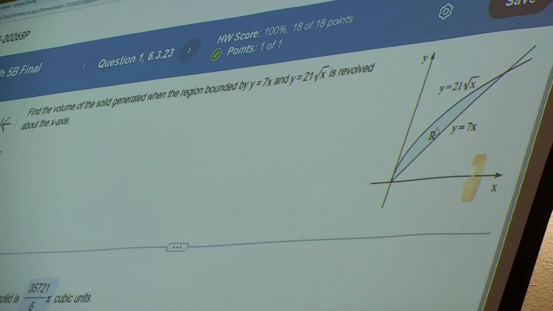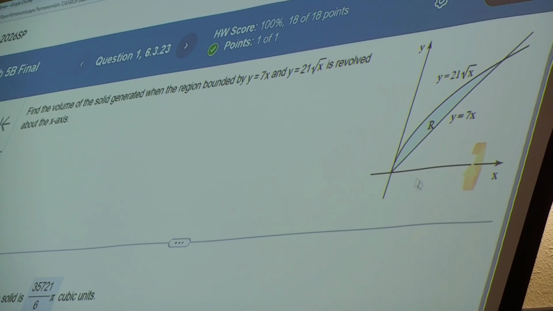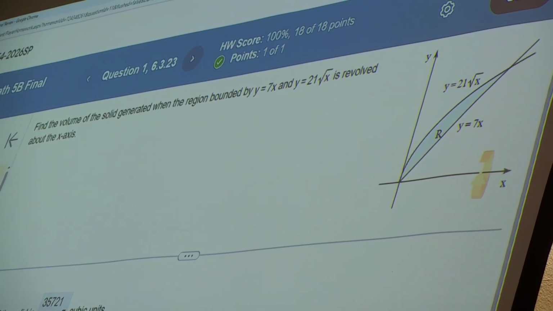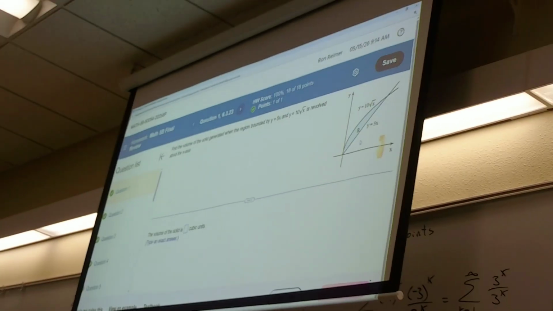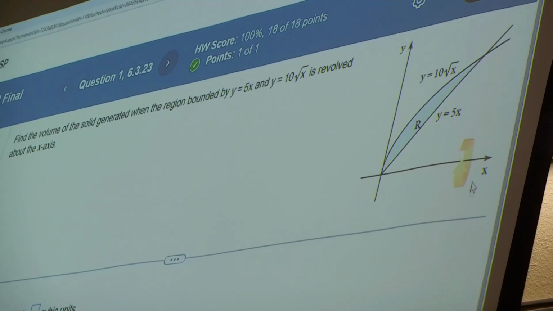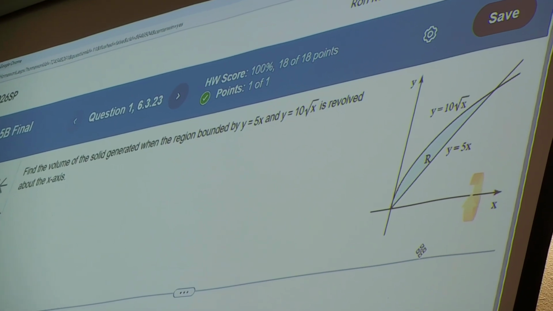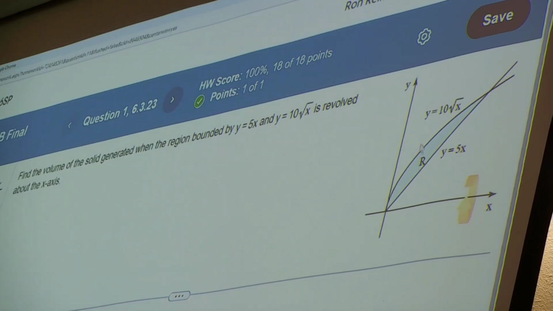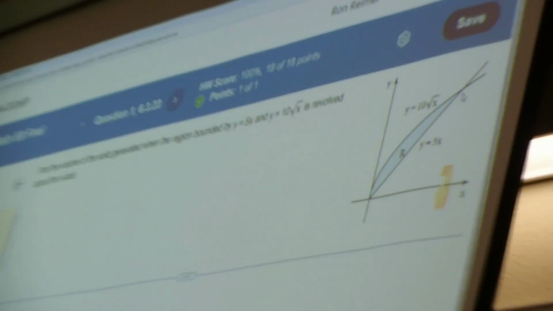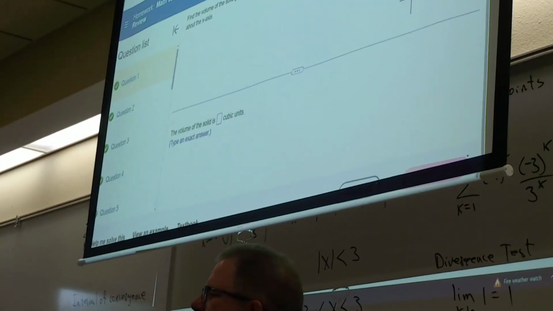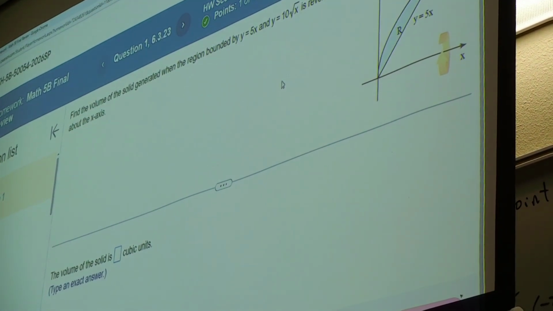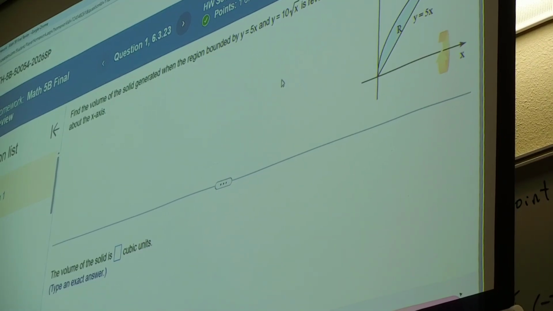We're finding the volume of a solid generated by a rotation here. Let's do a similar question. So that region is getting rotated around the x-axis, as you see here. These things do happen. And we need to determine the volume. So we need to find these intersection points and then set up the integral.